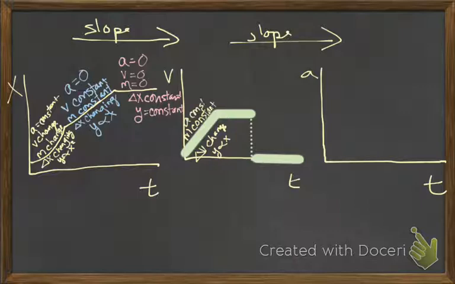Yes, it is. Now the next bit, I should have drawn this one a bit bigger. Hopefully you'll work your way around it. So in this case, our velocity is constant. So y equals a constant. So velocity is constant, so our slope is 0. And if our slope is 0, what's our acceleration? 0. Okay.